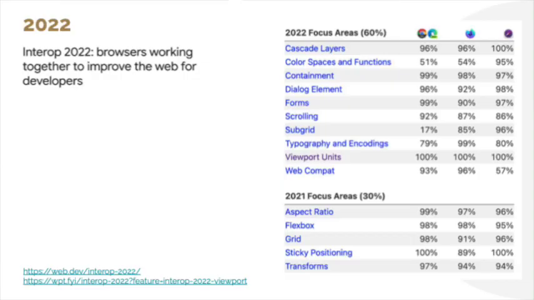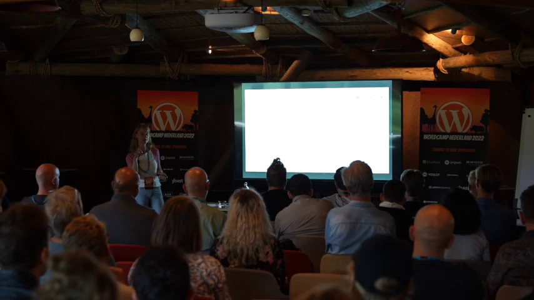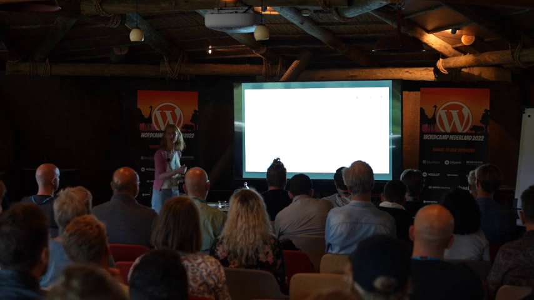In 2022, this year, we have the Interop project. Even browser vendors, again, are working together on quite a lot of focus areas, and they try to get all the test results for each focus area to 100% by the end of the year. If they succeed, this means that by the end of the year we can quite trustworthily use things like cascade layers, containment, subgrid, things that will be quite some fun in the context of full site editing and the block editor, things where we might need to go one step further.